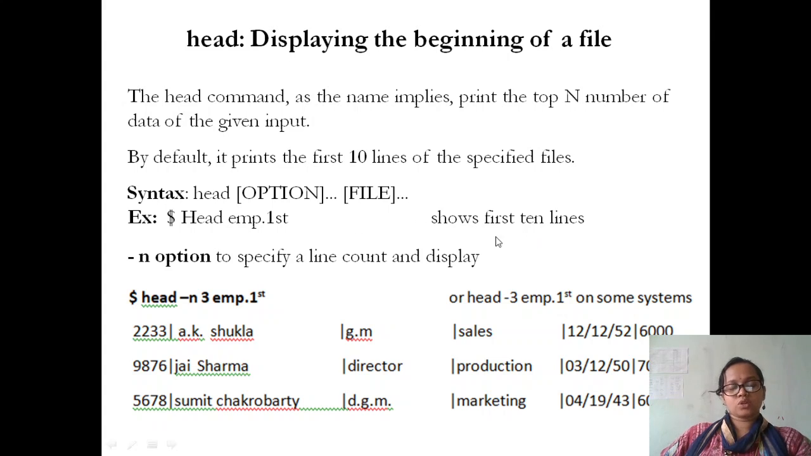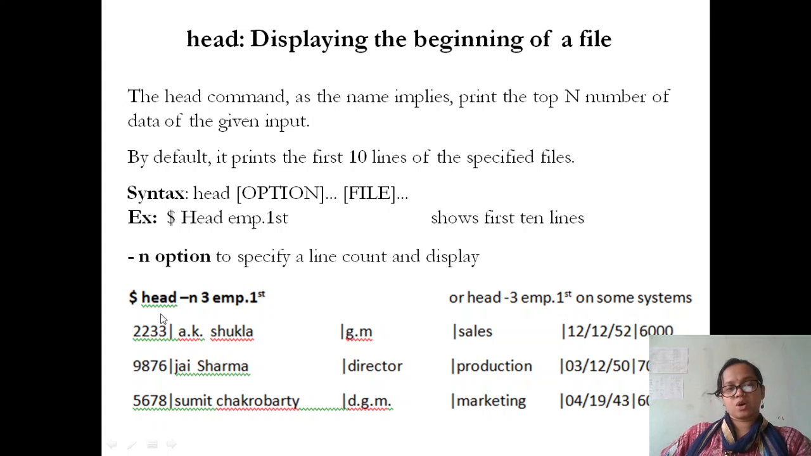If you want to give more than one file, then the data from each file is preceded by its file name. So it will display along with its file name. You can use the minus n option in order to specify a line count and display. So you can use the minus option also.